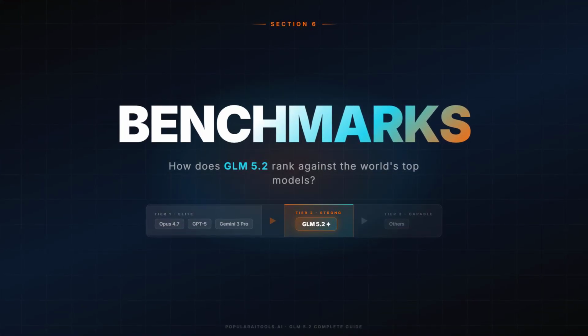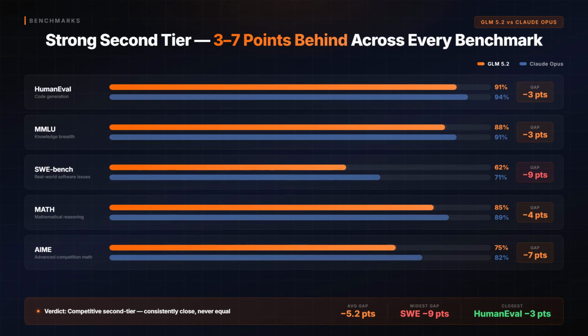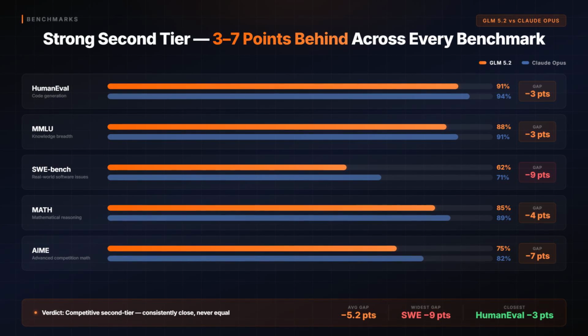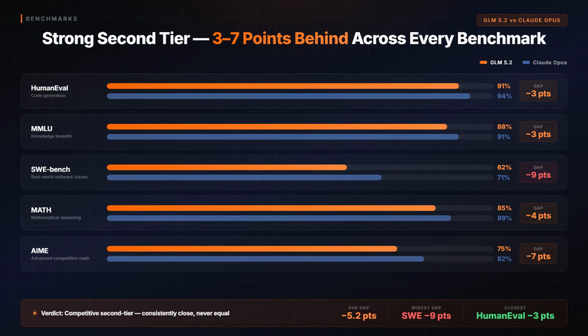Where does GLM 5.2 actually land on the leaderboard? HumanEval, 91%. Opus hits 94. MMLU, 88 versus 91. SWE-bench Verified, 62. Opus gets 71. Math, 85 to 89. AIME, 75 to 82. So consistently, 3 to 7 points behind Opus across the board. Strong second tier. Not equal, but close.